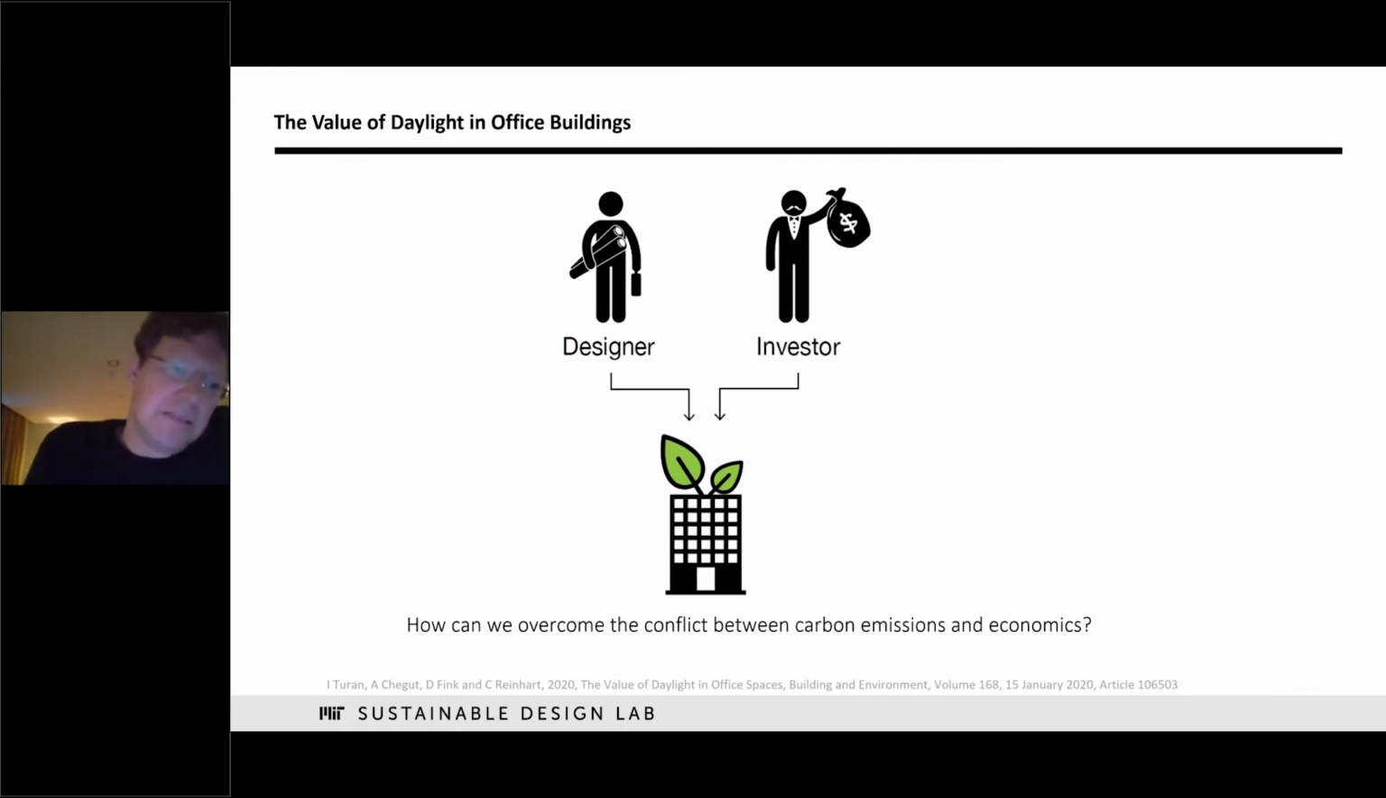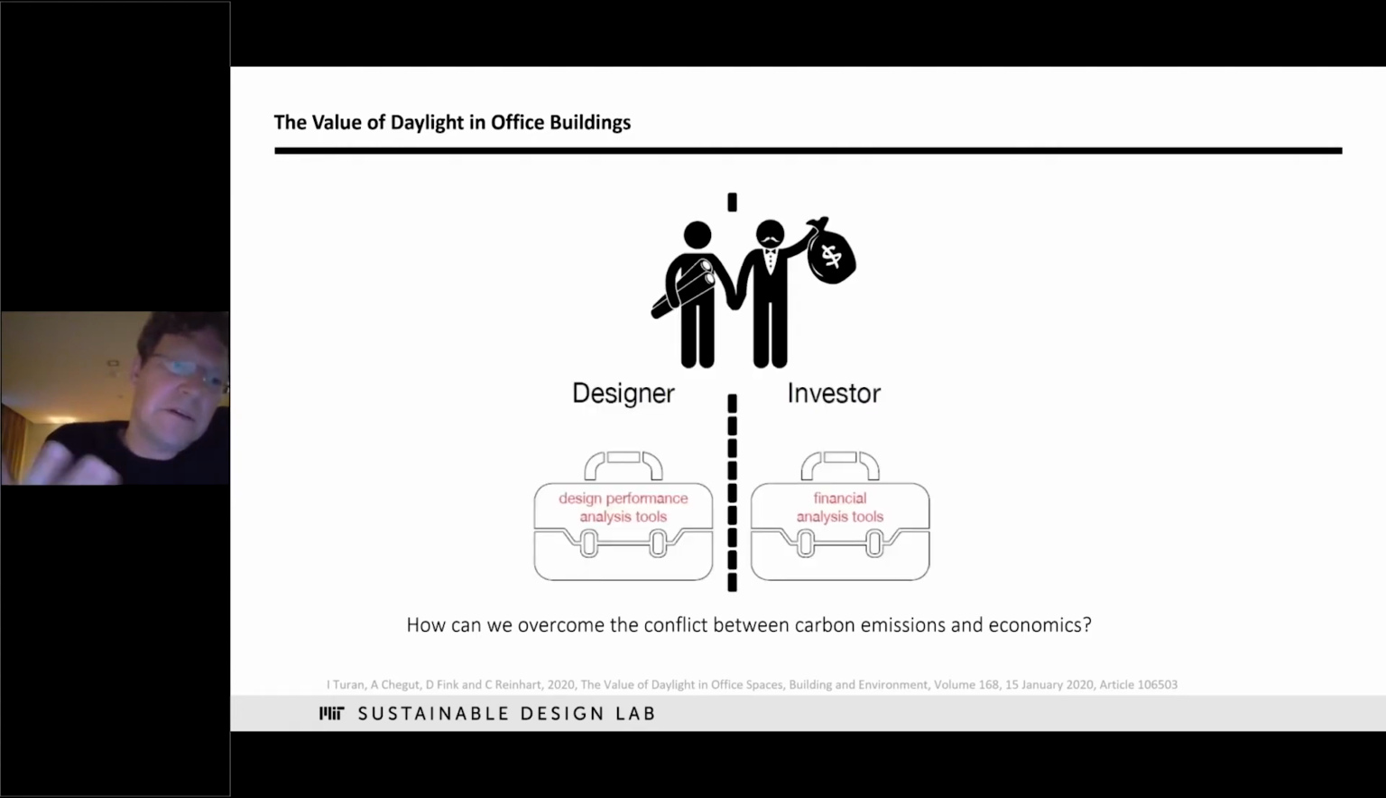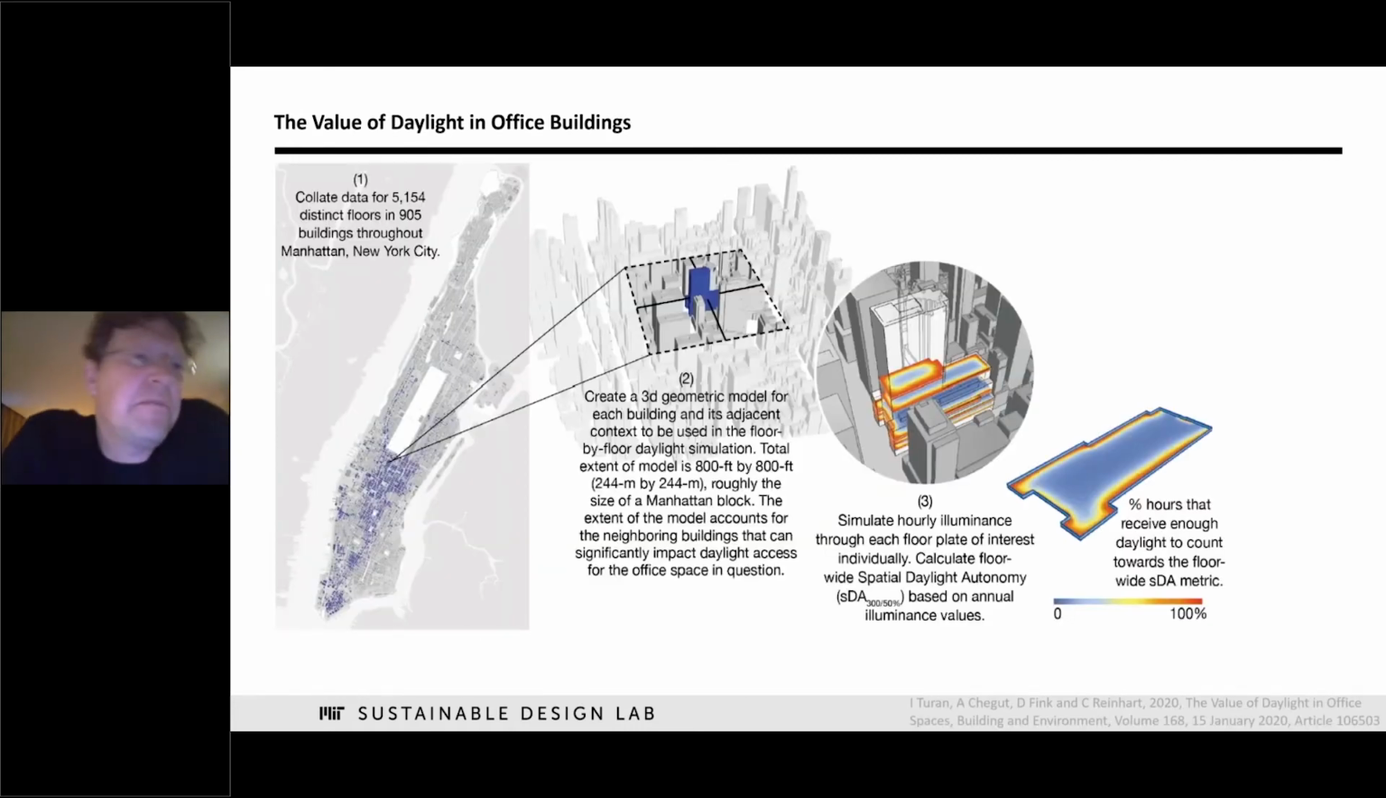And what we did, teamed up with Andrea and with Daniel, was to combine our design performance analysis tool with the financial analysis tools. The way this worked, three years ago we first did a daylighting study of 5,100 floors in New York, where for all these floors we had CoStar data, so detailed information about the real estate property and the rent value being paid. And then Irmak and Daniel developed this automated workflow that for each floor calculated the spatial daylight autonomy in the space.